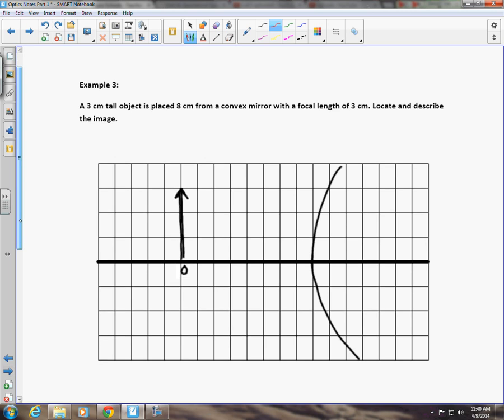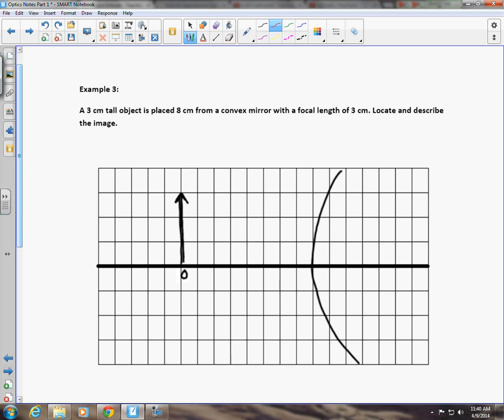The last one. Okay. A 3 centimeter tall object again. Let's make it 2 centimeters. So we're going to make it this tall. Okay, it is 8 centimeters from a convex mirror this time. It's convex because it's bowed out toward the object, with a focal length of 3. And remember, the convex is diverging. So F is negative. So F is negative 3.